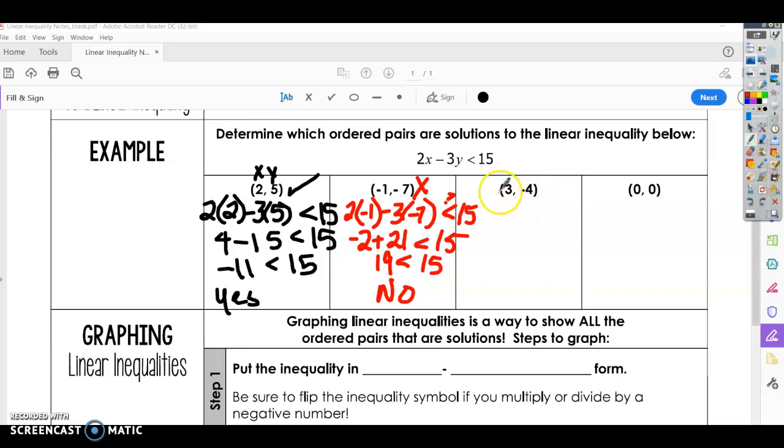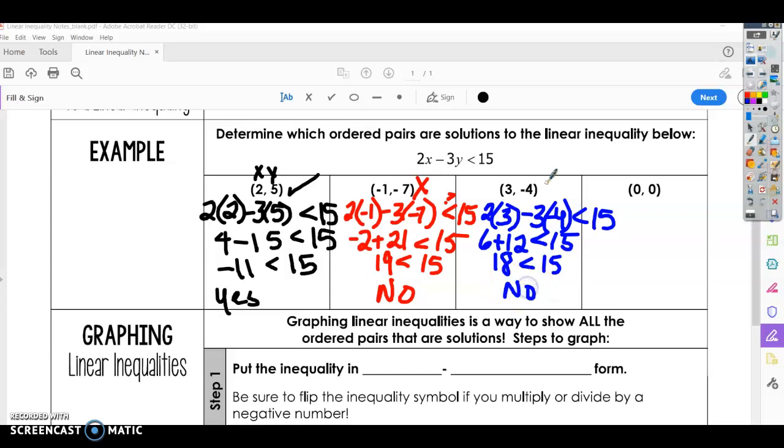We're going to check the point (3, negative 4). Let me change the color here so we don't get it mixed up, so let's change to blue. We're going to have 2 times 3 minus 3 times negative 4, and is that less than 15? So we're going to have 6. A negative times a negative is a positive 12. And 6 and 12 make 18. 18 is not less than 15, so this one is no. That is not a solution to that inequality.